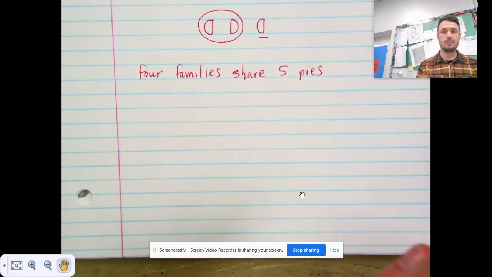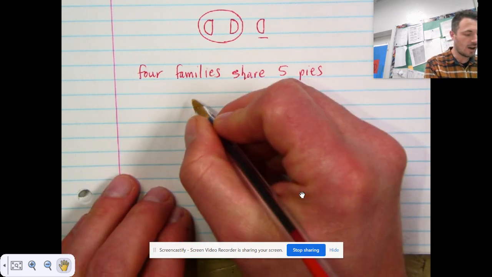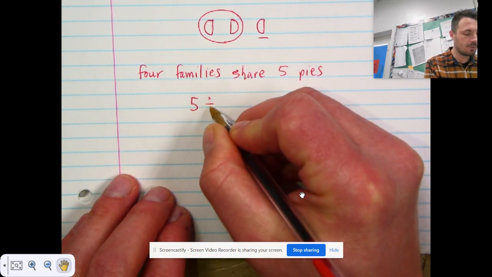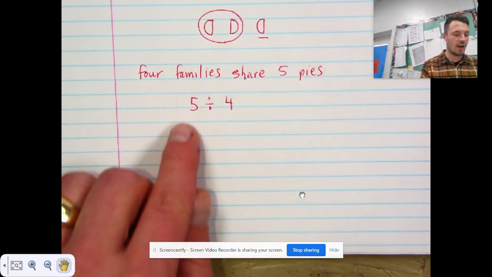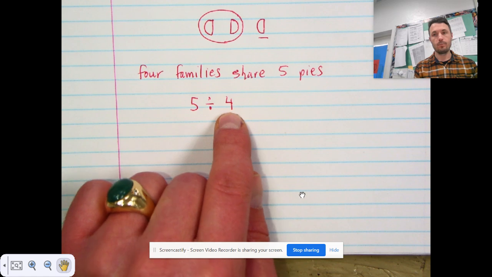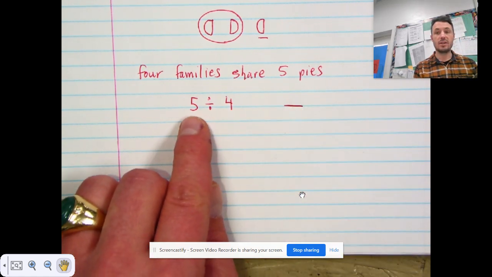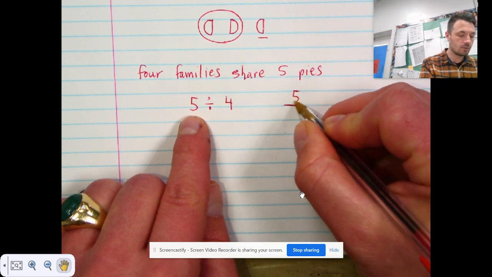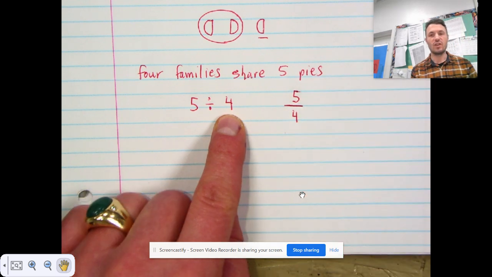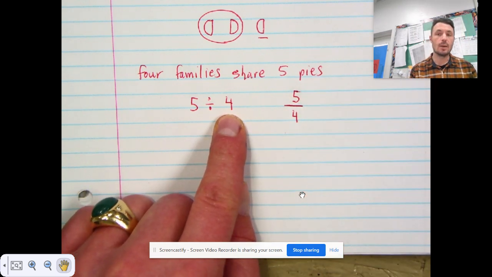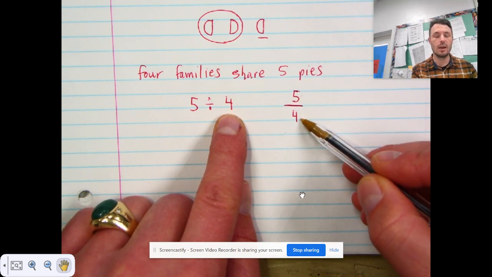So whatever's being split up, that's what is the thing being divided. So it's 5 pies divided into 4 equal groups for the 4 families. So it's 5 divided by 4. How do we write that as a fraction? Whatever the dividend is, that's the numerator. Whatever the divisor is, that's the denominator. So 5/4. And that's an improper fraction because the numerator is bigger than the denominator.